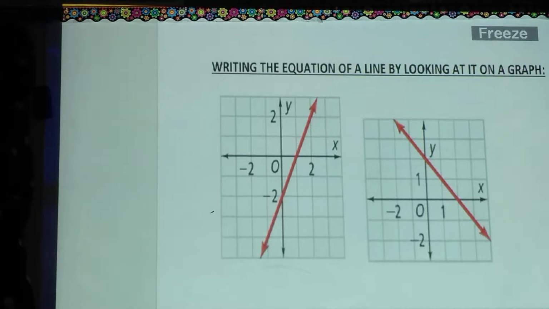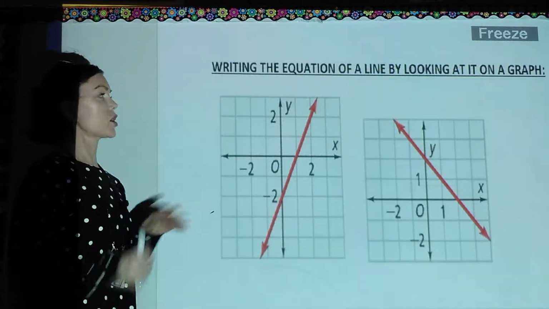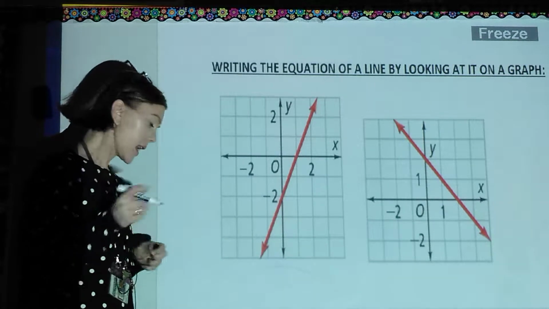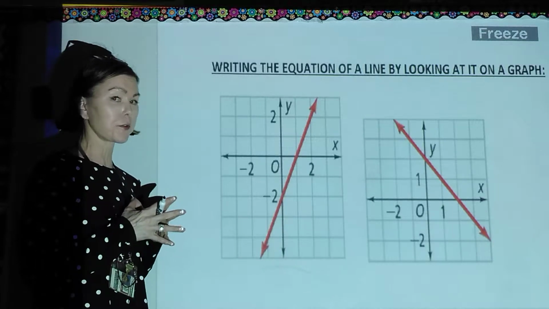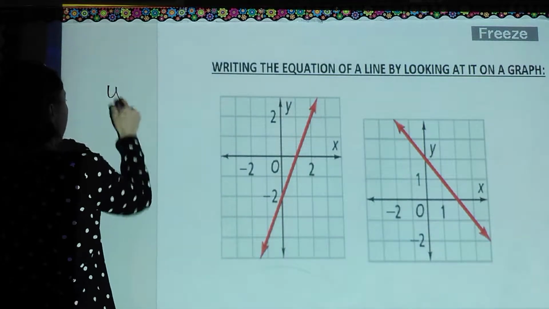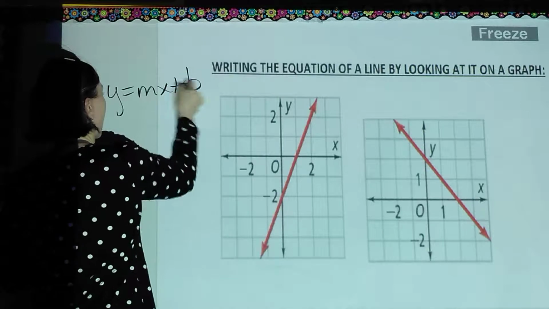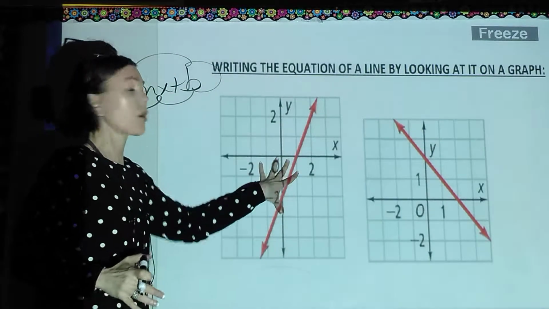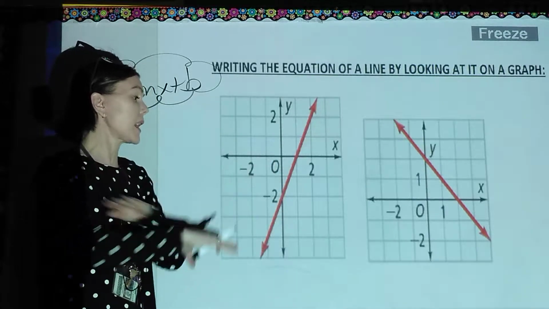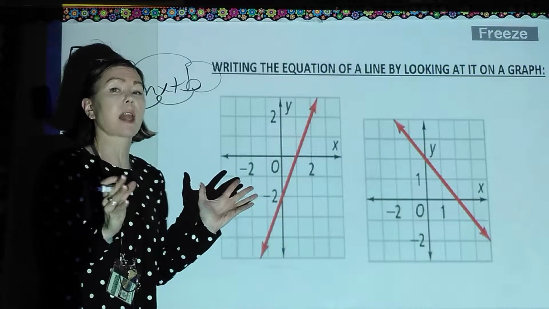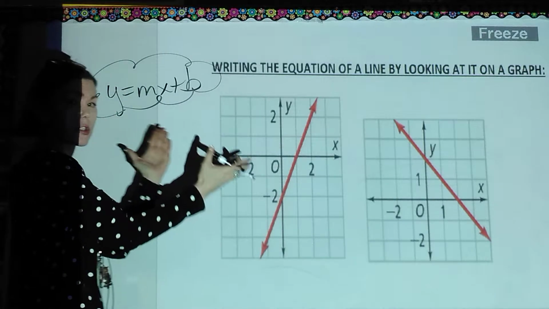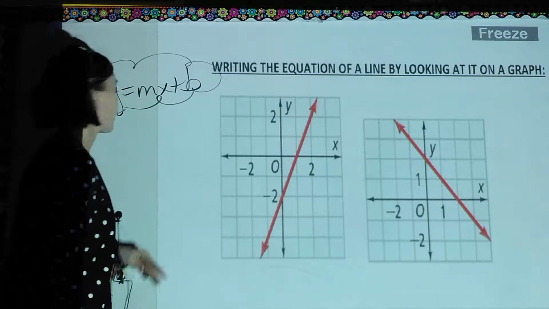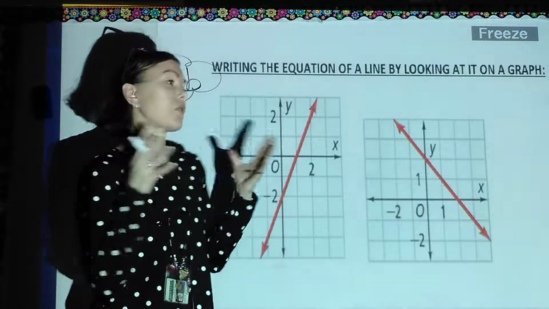Okay, so now we're going to talk about writing the equation of a line just by looking at it on a graph. And of course, we're talking about our infamous y equals mx plus b. So whenever you see a line on a graph in algebra, right away, instantaneously, without even thinking about it, always write the slope-intercept form. Y equals mx plus b. Write it. So I'm going to show you how easy it is to write the equation of a line.